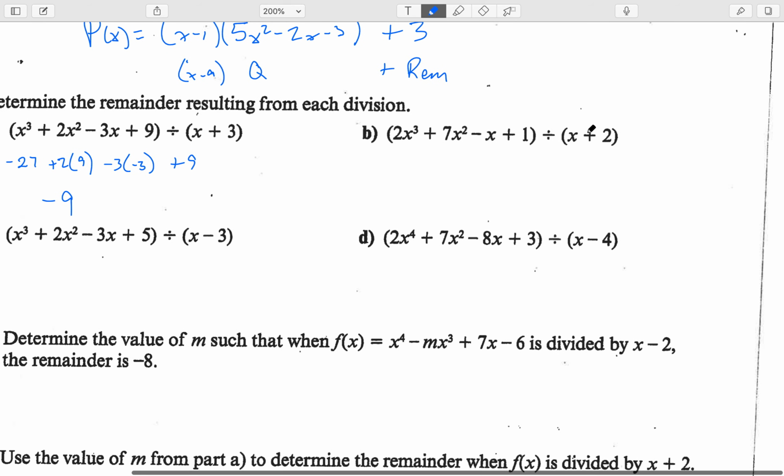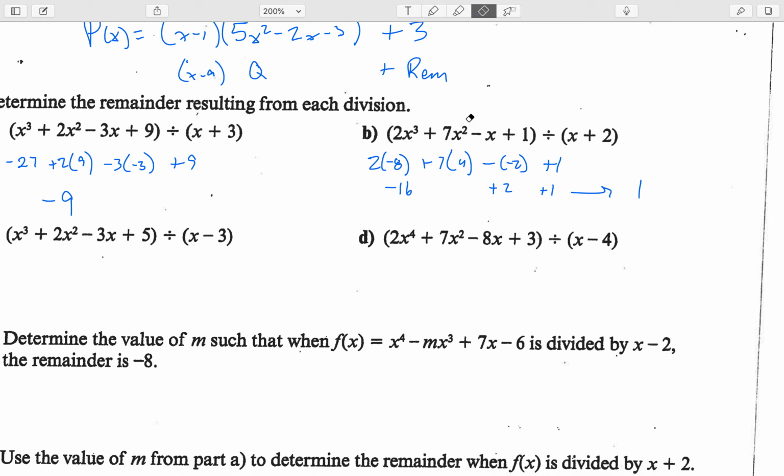How about this one? I'm plugging in negative 2. So 2 times negative 8, plus 7 times 4, minus 2, plus 1. Okay, so minus 16 plus 14 plus 2. There's 16 and 16 gone. Plus 1. Should just be 1. Oh, hang on. 2 times, not 14. Silly. This is 28. So add on 14. So this should be 15. There we go.